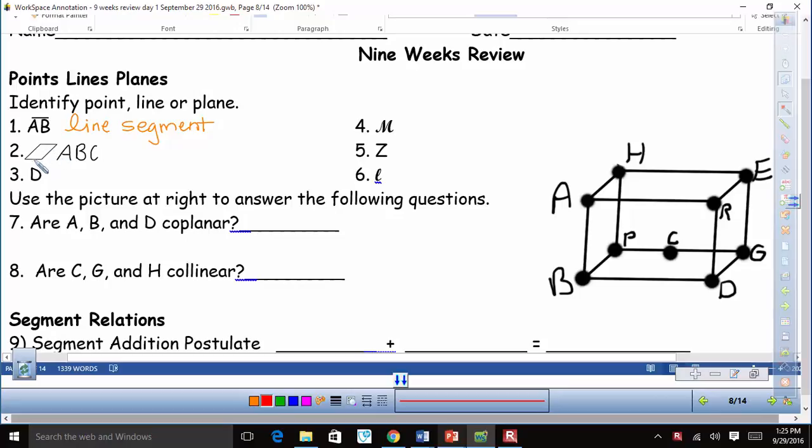What about number 2, this odd shape right here? What does this represent? A plane. Okay. And then what about an uppercase capital letter? Okay, a point. What about if that uppercase letter is cursive? A plane. Very good. Again, we have an uppercase letter. Not a plane because it's not cursive. So it is a point.